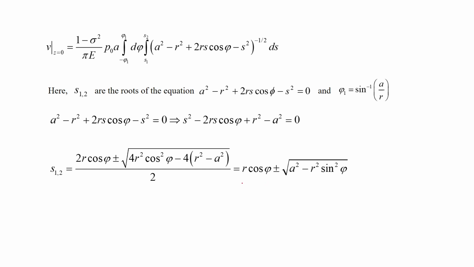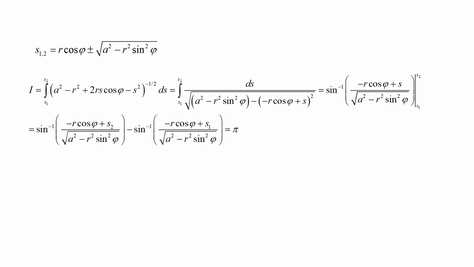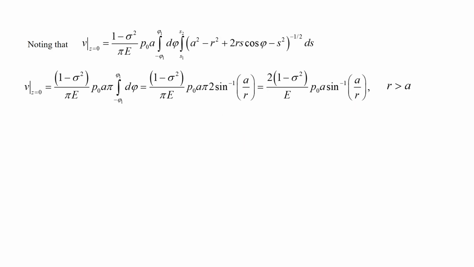These are the solutions of this equation: R cos phi plus or minus square root of S square minus R square sin square phi, and we can use these values of S1 and S2. Here we have to do this integration from S1 to S2, and that comes out to be like this. When you substitute S2 and S1 into this expression, you will get pi by 2 here and minus pi by 2 here. So, minus pi by 2 minus pi by 2 comes out to be pi. It comes out quite nicely, and then we can substitute over here. For this part we get pi, and then we get phi here.